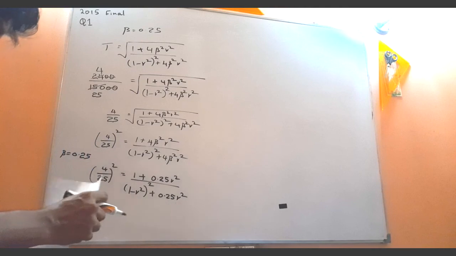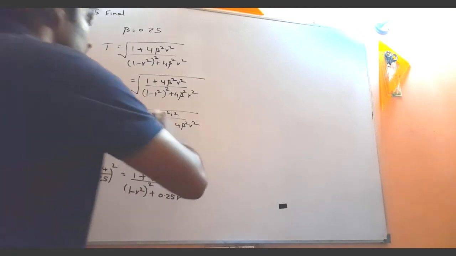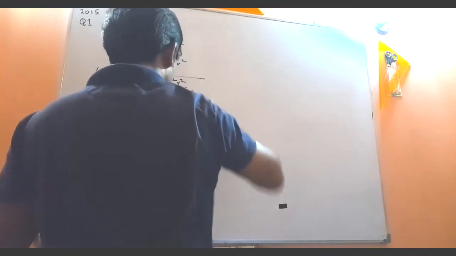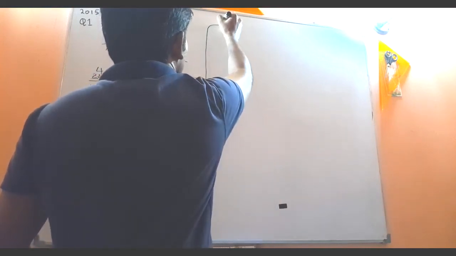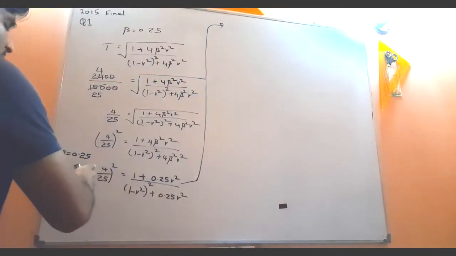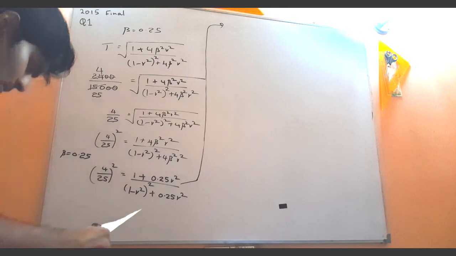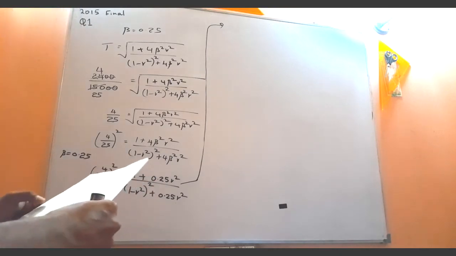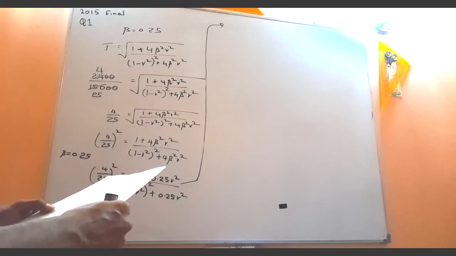Okay, right. Now let's move to the other side. 4 divided by 25 whole thing squared will be 0.0256.